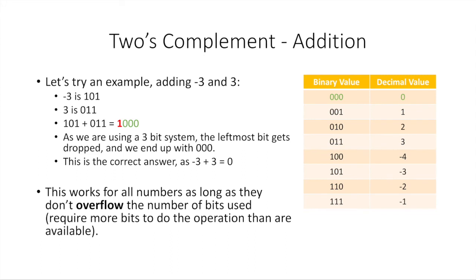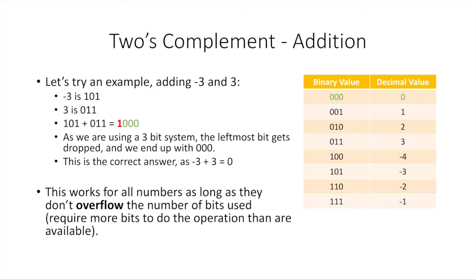So let's say we want to do an addition, and this fits within our 3 bits. We're going to add minus 3 and 3. So we have our table on the right. Minus 3 is 1, 0, 1. 3 is 0, 1, 1. Let's do the binary addition of that. Binary addition, we do all the carries and everything. We end up with a single 1 and 3 zeros.